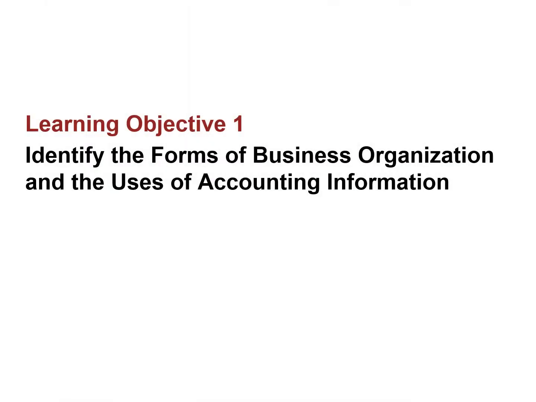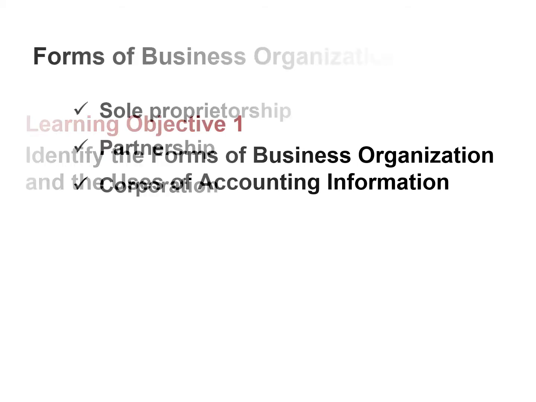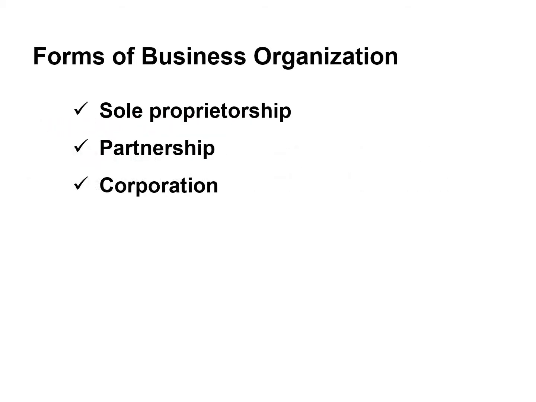This learning objective will discuss the forms of business organization and the uses of accounting information. If you wanted to start your own business, you would need to determine the organizational form of your business. You actually have three choices: a sole proprietorship, a partnership, or a corporation.